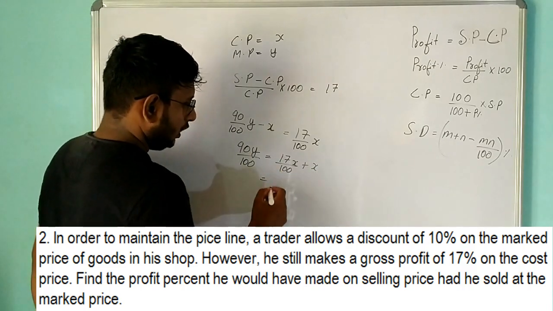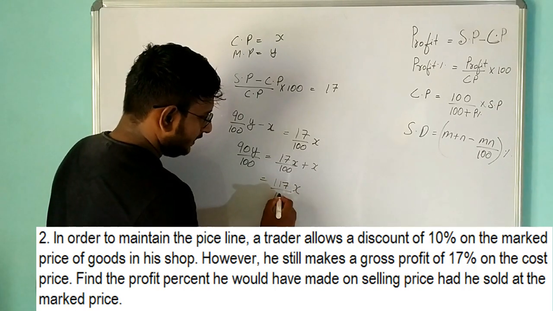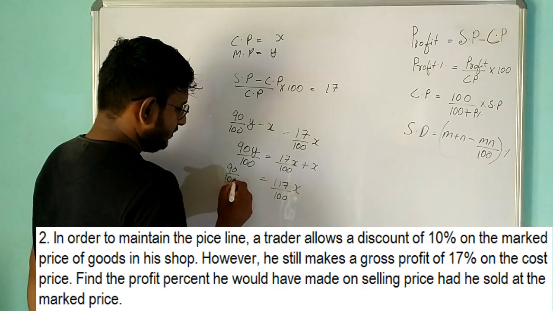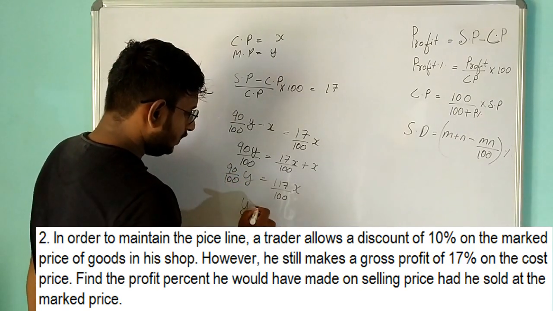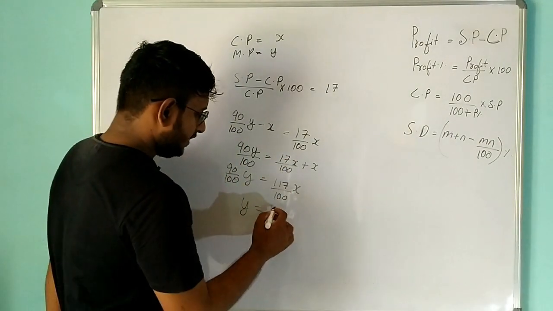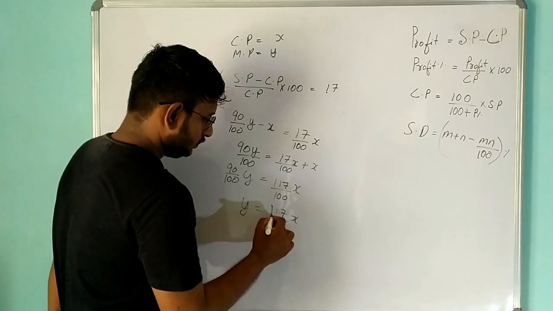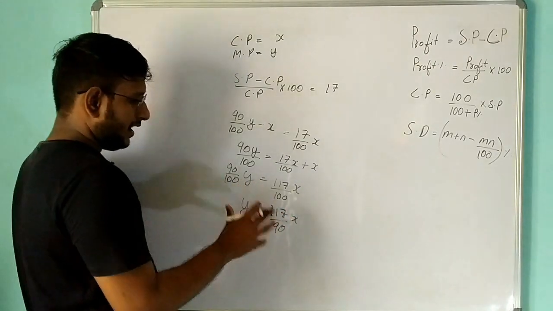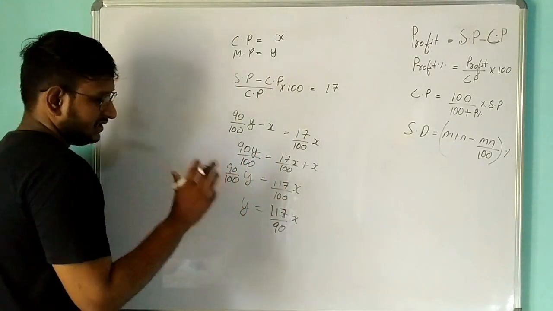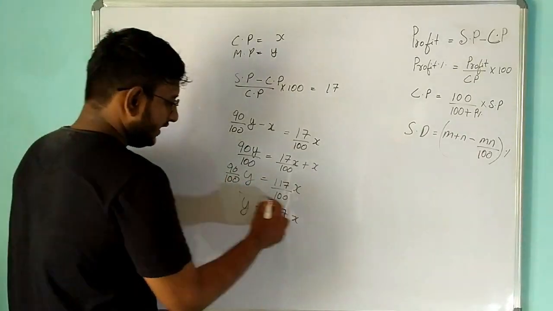So we will have 117x divided by 100, and here 90 divided by 100 y. So what will y be? y is equal to, this will go to that side, so we can cancel that, and we will have 117 divided by 90 x. So this is my y. So I got what y actually is.